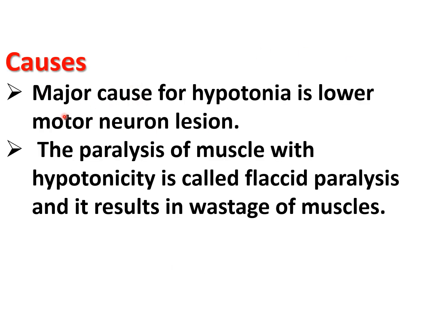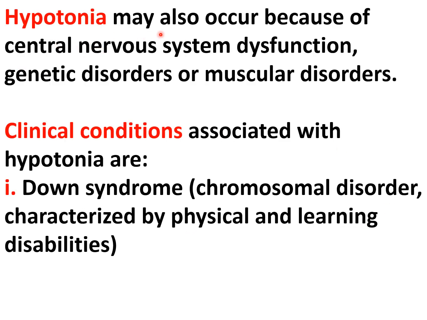Then what are the causes of hypotonia? The major cause of hypotonia is lower motor neuron lesion. The paralysis of the muscle with hypotonicity is known as flaccid paralysis and it results in wastage of muscle. Hypotonia may also occur because of central nervous system dysfunction, genetic disorders or muscular disorders. Clinical conditions associated with hypotonia include Down syndrome, a chromosomal disorder characterized by physical and learning disabilities.